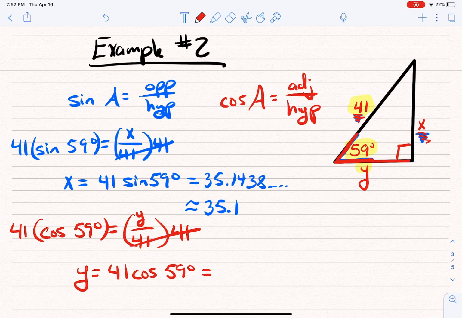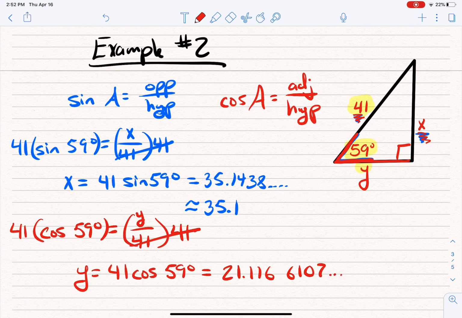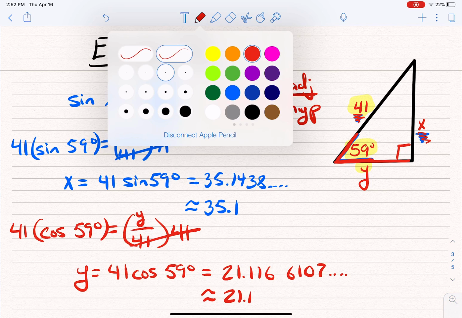Now, I type that into my calculator, 41 times the cosine of 59 degrees. Remember, if you have a phone and you're doing this, you're probably going to type 59, hit the cosine button, and then hit times 41. But on a graphing calculator, you can just type it just like it's written. I hit enter, and I get, well, that's 21.116561107... So you go, how big is that? Well, it's about 21.1. And so there's the answers to our questions.